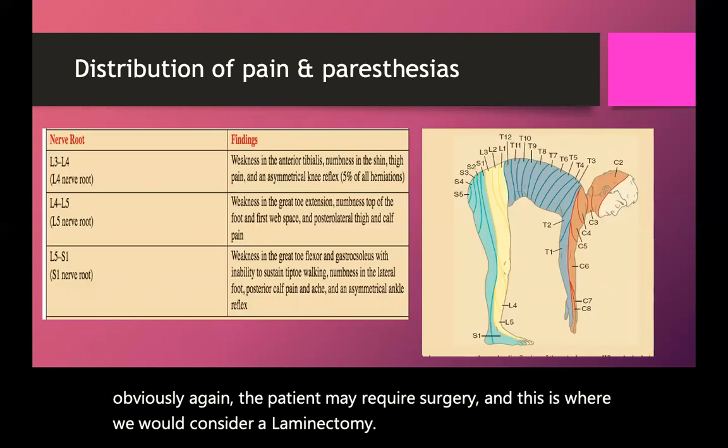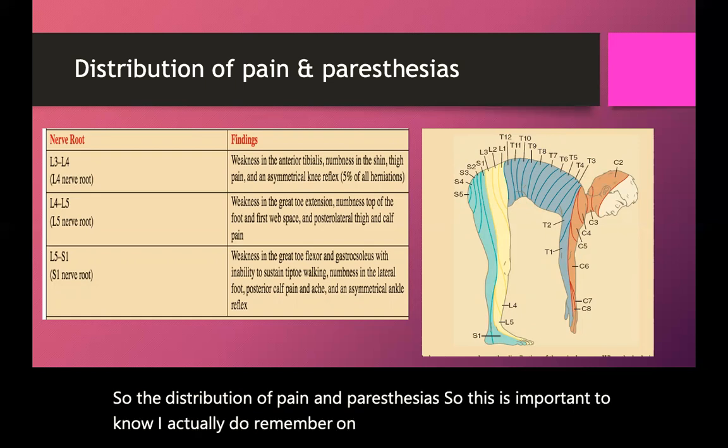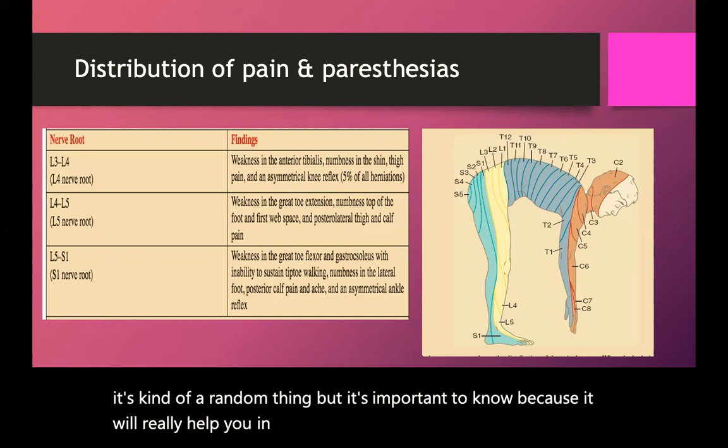So, the distribution of pain and paresthesia. This is important to know. I actually do remember this being a question on the boards. It's kind of a random thing, but it's important to know because it will really help you in differentiating your diagnoses as well as doing your physical assessment.